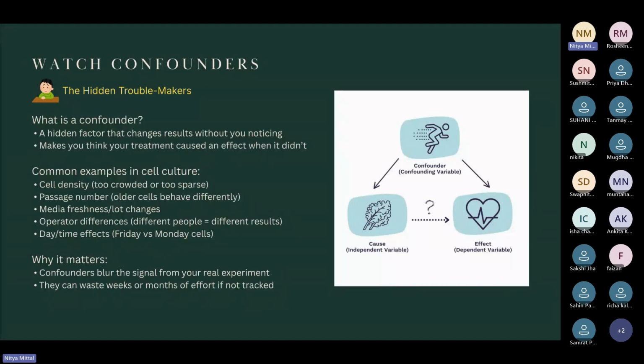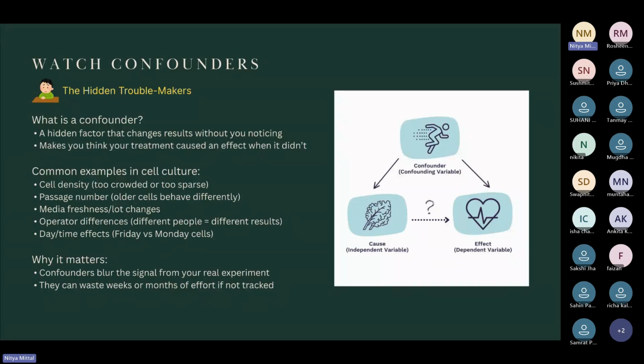So in terms of cell culture, some common confounders are cell density, passage number, media freshness, even operator differences. In my last few experiences, we have tried to slowly automate things, even the smallest difference between just changing media using, say, an Integra Viaflow versus doing it by hand. It matters which person does it.